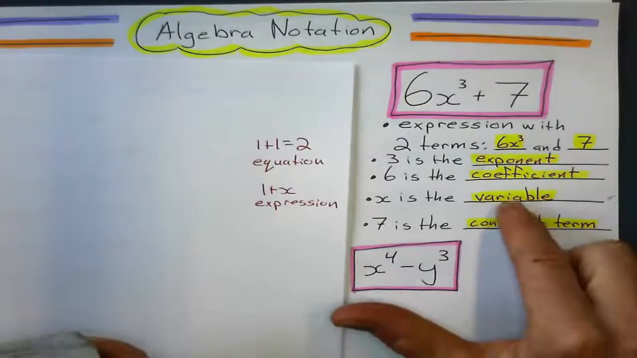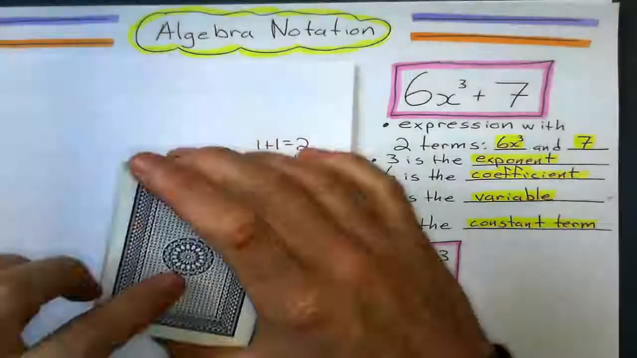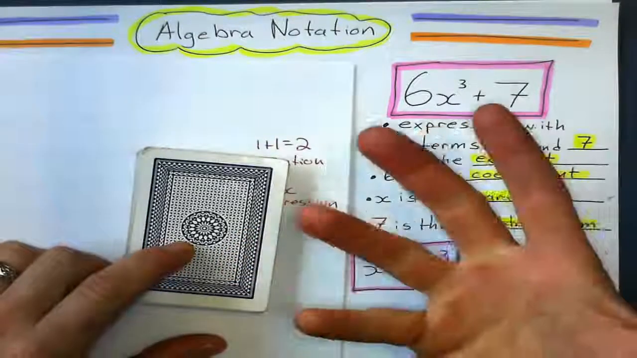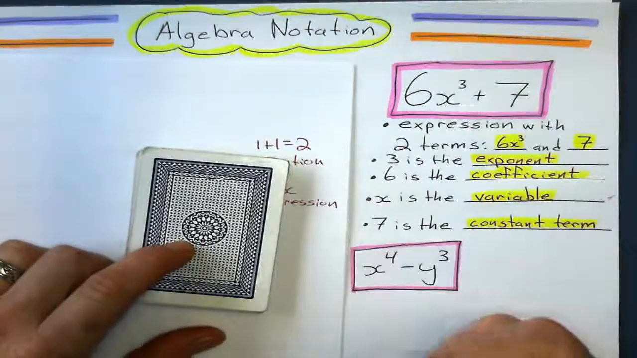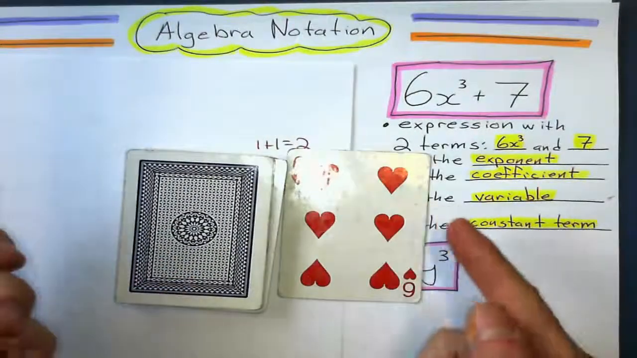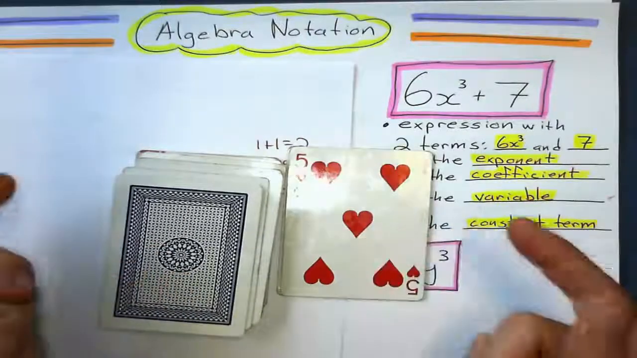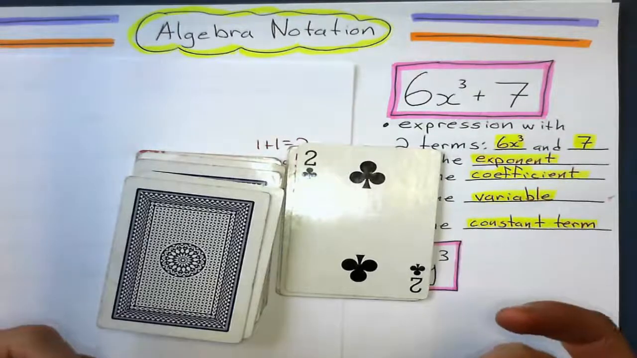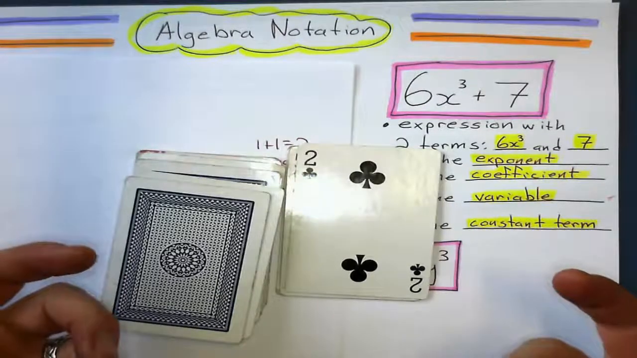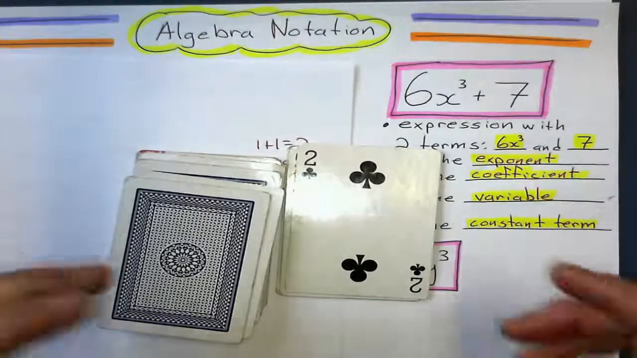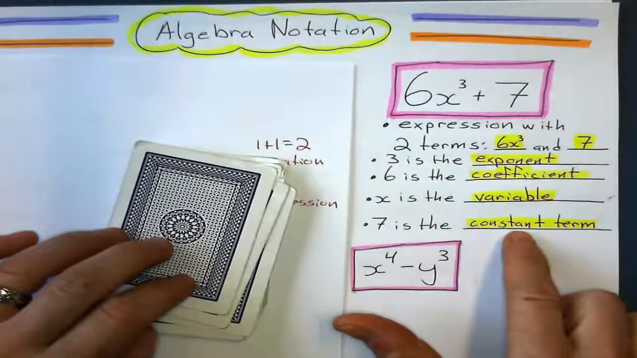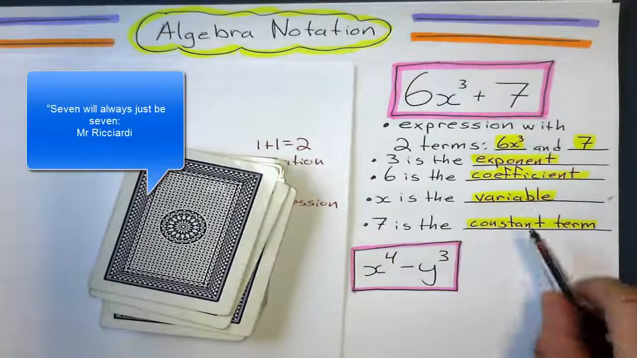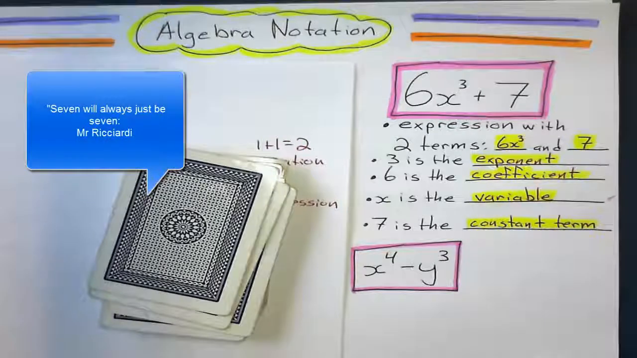To understand the difference between a constant term and a variable, like if I said, okay, x is going to be whatever card I turn over, I don't know what that card is going to be, so it's going to be x. That card is going to vary, right? It could be a 6, it could be a 5, it could be a 2, so x can vary. Whereas a constant term, that can't vary. 7 will always just be 7. So that's the difference between these two guys.